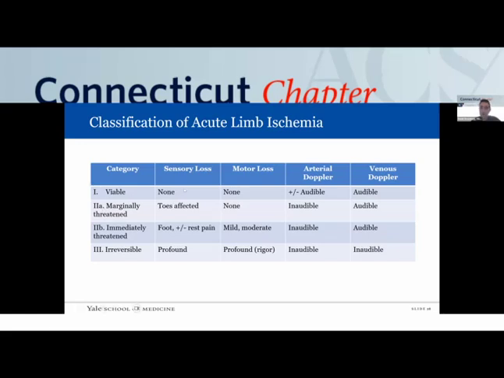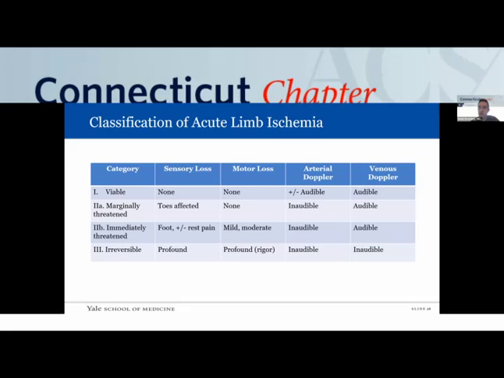Then we start to go down this cascade where first sensory loss is affected. And so we call this the marginally threatened limb. And so if they do have motor intact, this is a class 2A. And these patients, again, start them on heparin. And then I generally take them for angiogram either that night or the next day. So within 24 hours.